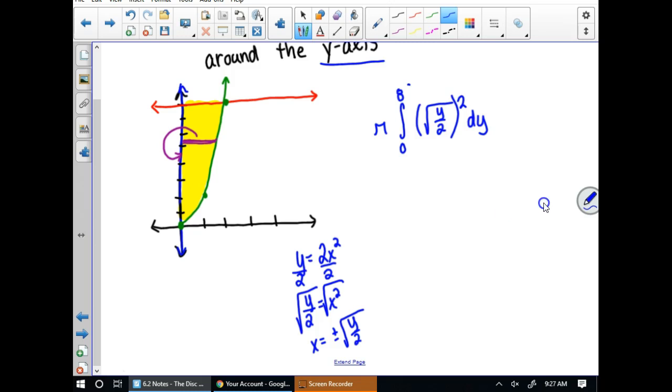So we are going to first go ahead and square the square root. So we really just have pi times the integral from 0 to 8 of y over 2 dy. And when we integrate this, y over 2 is really like 1/2 y. And actually, I'm going to do pi over 2, integral from 0 to 8 of y dy. If we do that, then we don't even have to worry about that fraction.